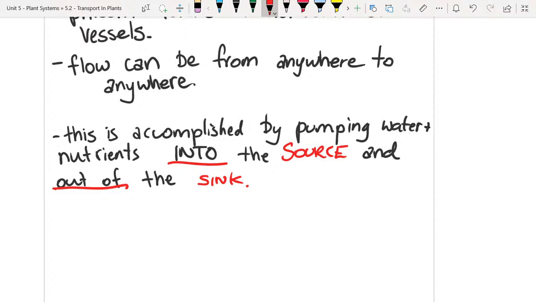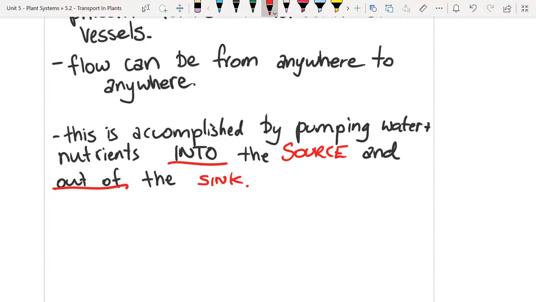So this is how it works. Wherever you want to be the supply place, no problem. There, you just have to actively pump into the phloem. Does that make sense? And then wherever you want that to go, no problem. There, you just have to pump water out. Does that make sense? And if you do that, the flow takes care of itself. Does that make sense?